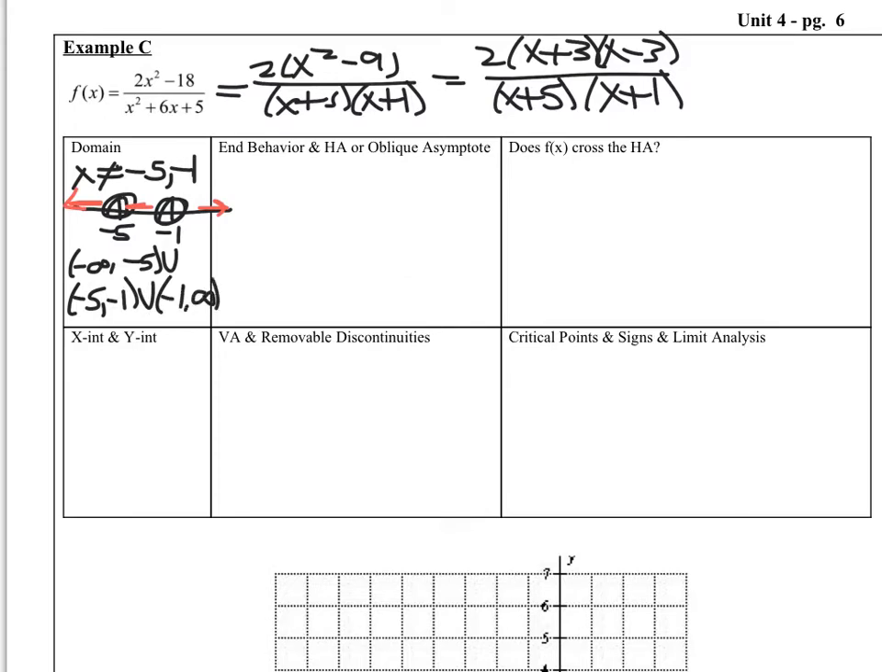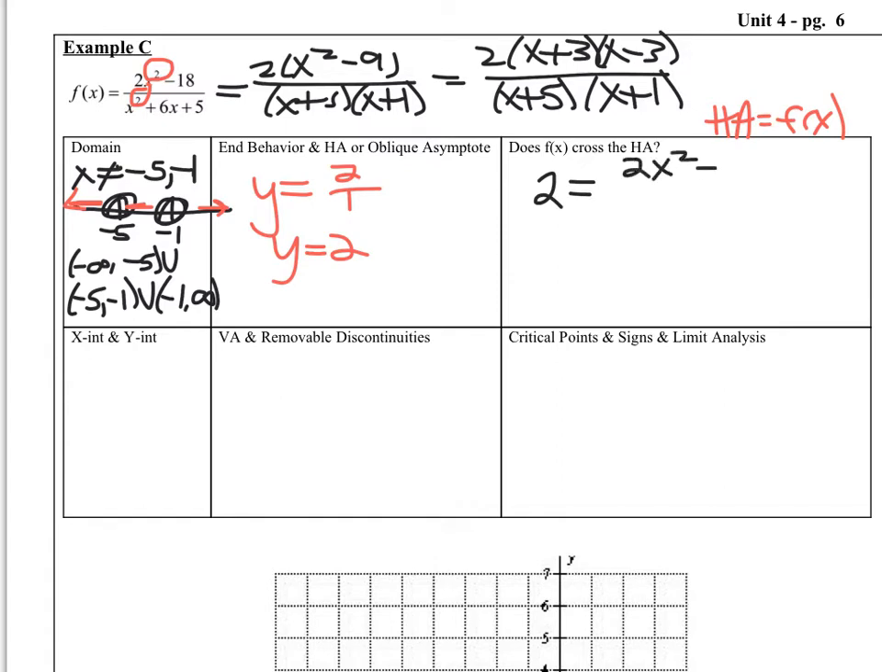Let's look at our end behavior and horizontal asymptotes. So once again, in this example, we have same degree in the numerator and denominator. So y equals the ratio of their leading coefficients, 2 over 1. So y equals 2. Does it cross the horizontal asymptote? So once again, horizontal asymptote equals my function. So my horizontal asymptote is 2. Set it equal to your original function. We call that the expanded form. It's just going to make your life happier.